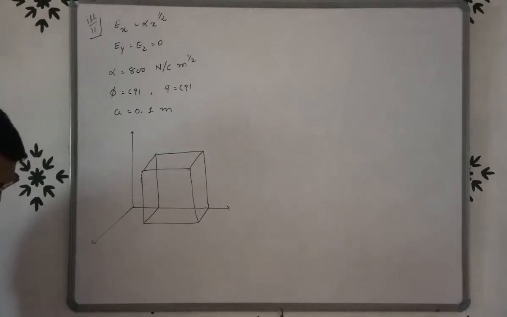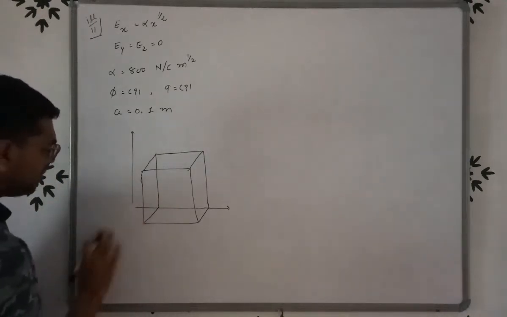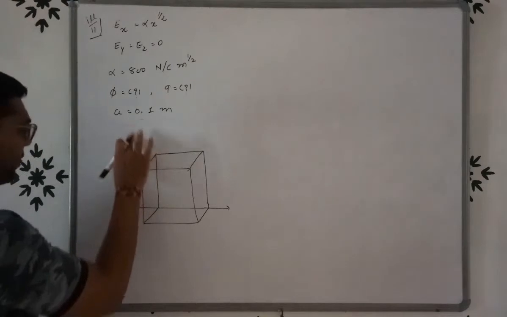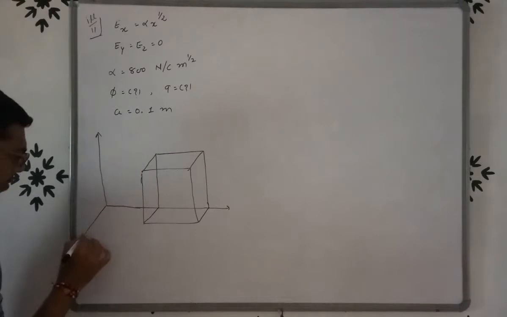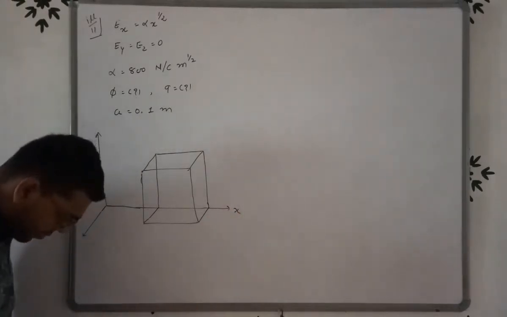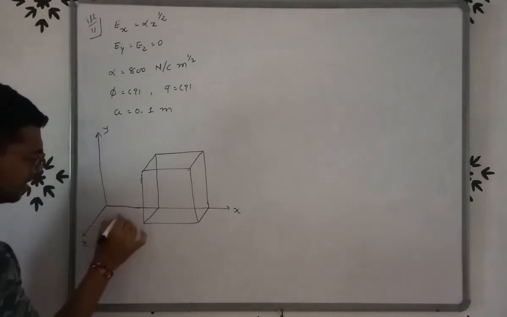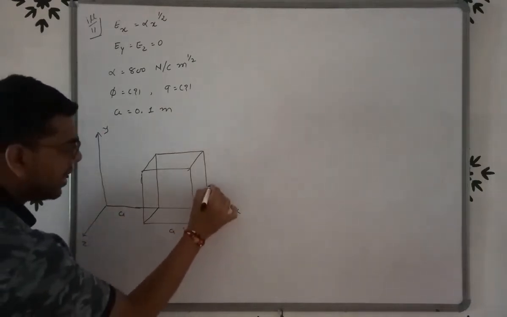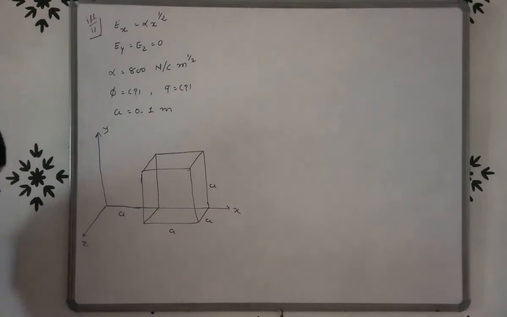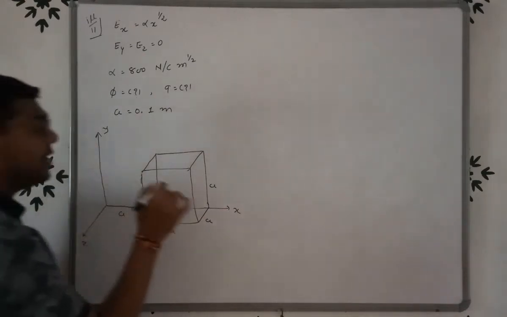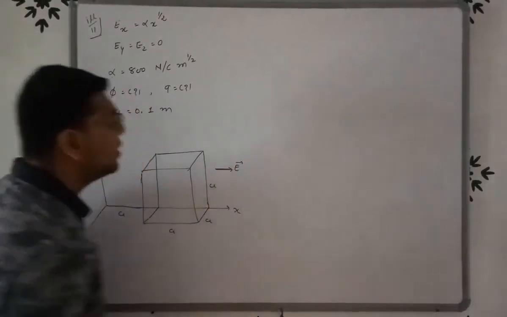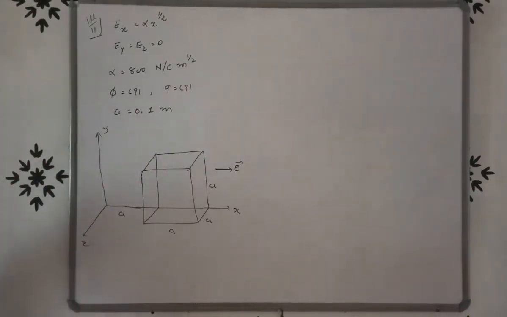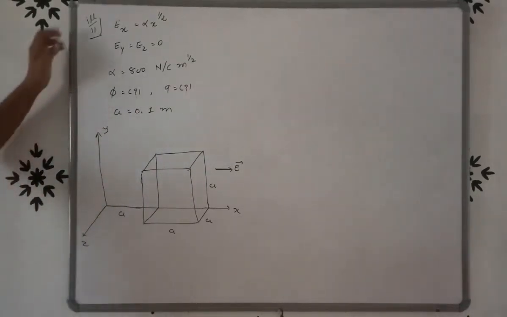Right, this distance is given. This distance is A. This is also A, right? Now, here we know that the direction of the electric field is in the positive x-axis, like this. Right. Now, here we have to find out the electric flux.